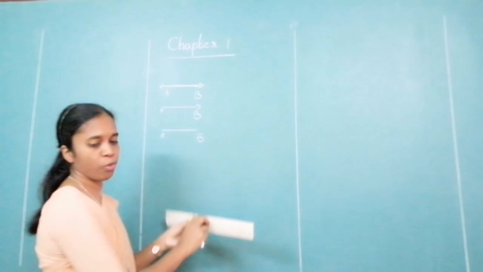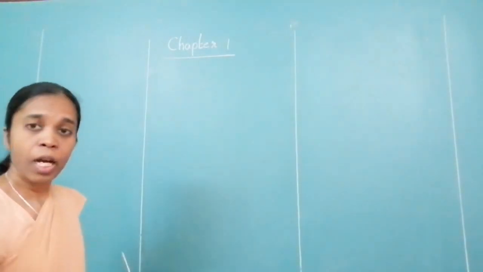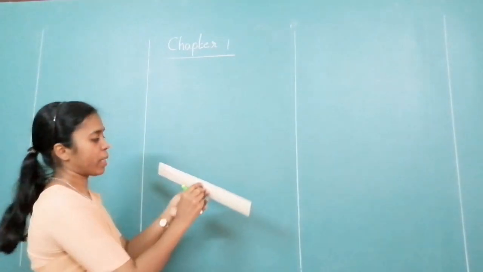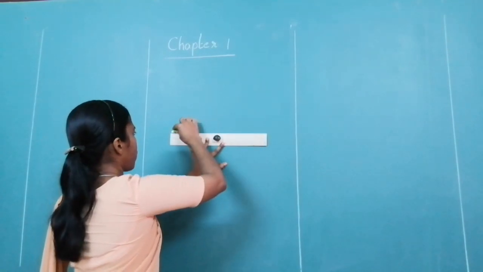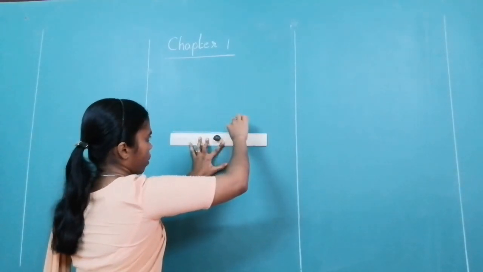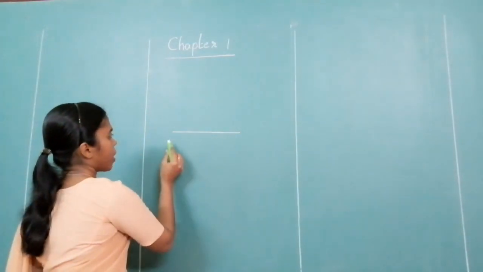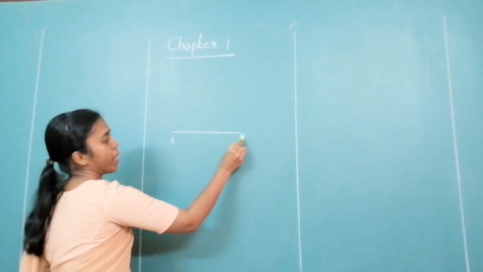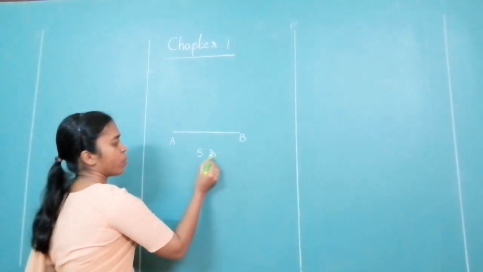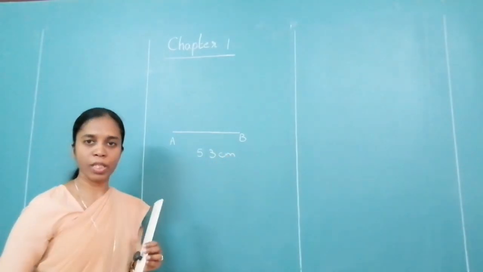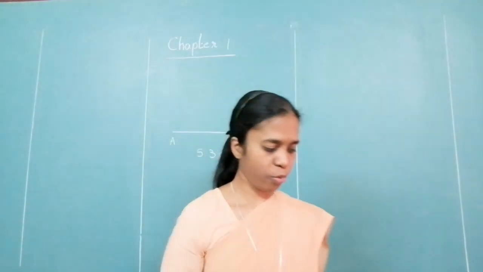Okay, a segment of 5.3. Please learn how to draw the perpendicular bisector. So I am drawing the segment of 5.3. Clear measure is given to me. I am naming this as, let us say, AB. This is 5.3 centimeter. This is what is given to me. Now, I have to draw a perpendicular bisector of it.